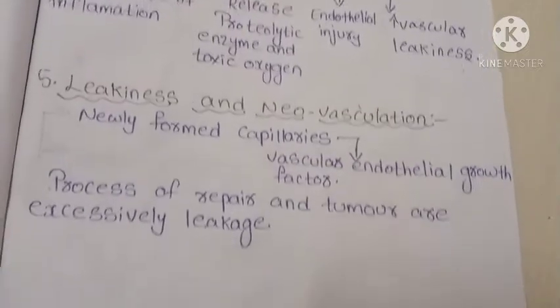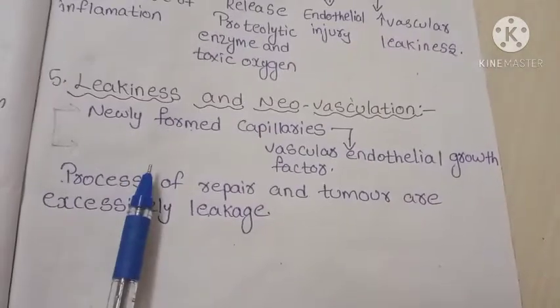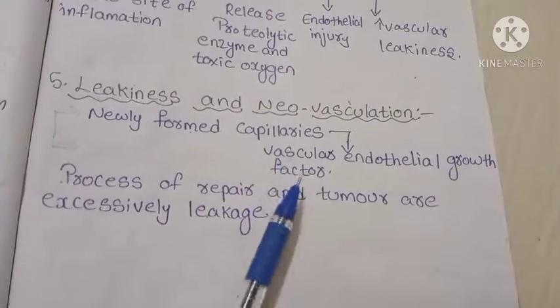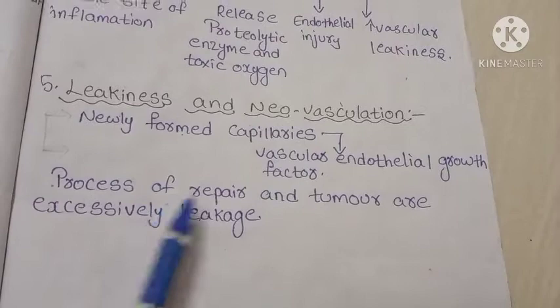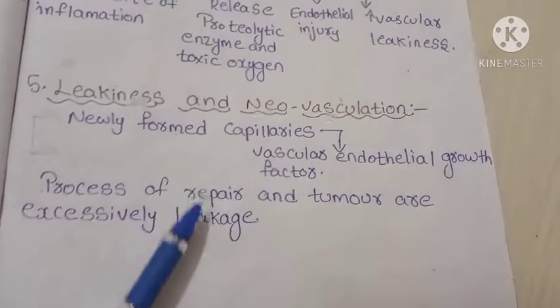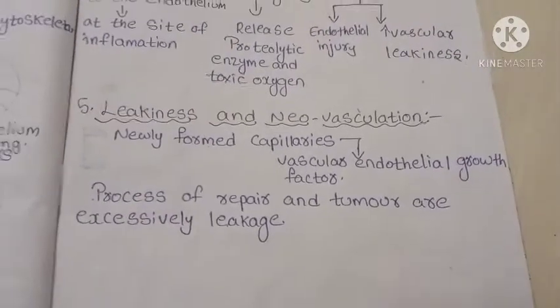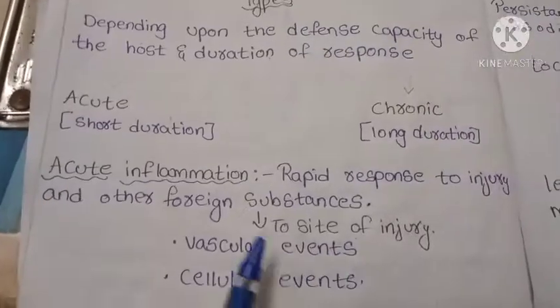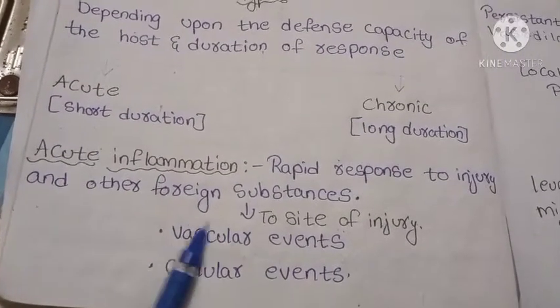Next, leakiness and neovascularization. Newly formed capillaries, vascular endothelial growth factors, and also the process of repair and tumors are exclusively leaky. These are the leakiness and neovascularization. Up to now, I completed acute inflammation, under which vascular events are completed.